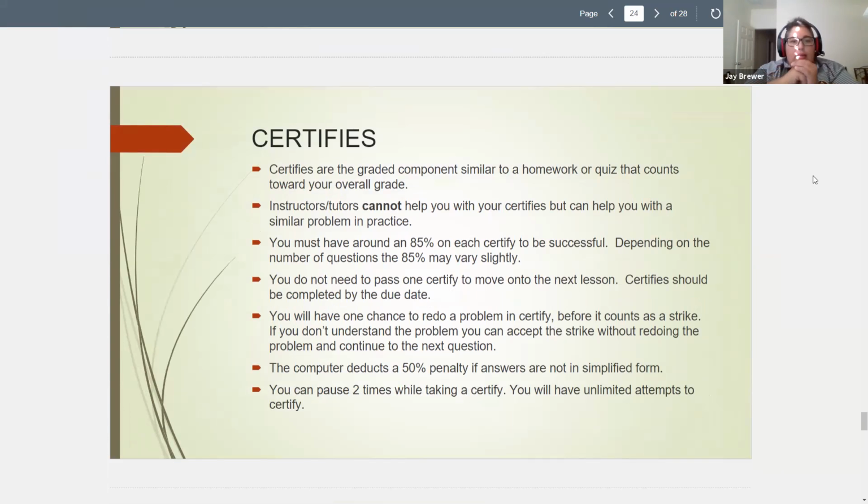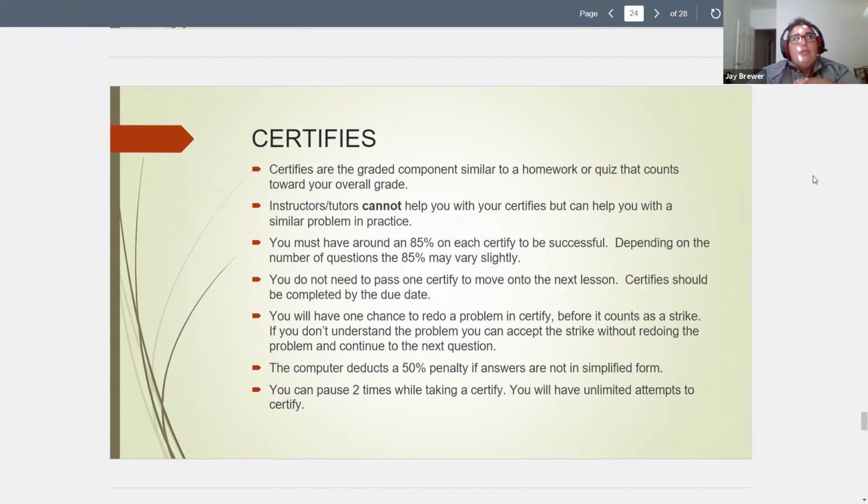Certifies are graded components similar to homework or quiz that counts towards your overall grade. Instructors and tutors cannot help you with your certifies, but can help you with a similar problem in practice. You must have around an 85% on each certify to be successful. Depending upon the number of questions, the 85% may vary slightly.